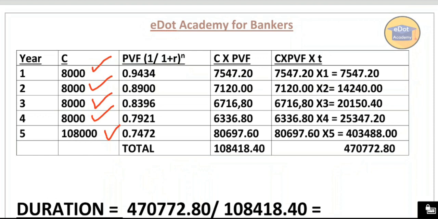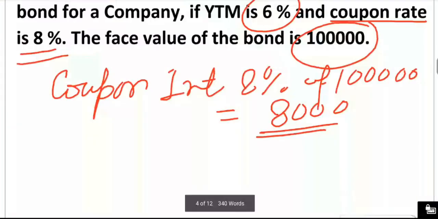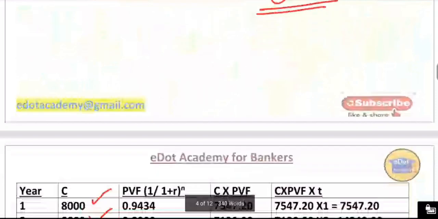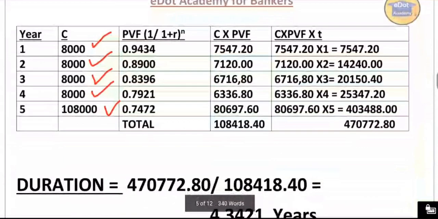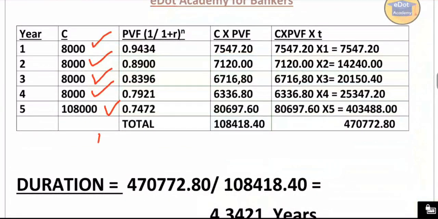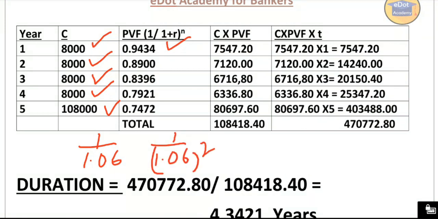Now see how much R they have given. R they have given in the form of YTM only, that is 6%. So that means for the first year we'll be calculating 1 divided by 1.06. 1 plus R, so the value is coming 0.9434. For the second year I'll be calculating 1.06 to power 2, so it is coming 0.8900. I have rounded up to some extent, so the value may differ. You can use your calculator and find out the correct value.